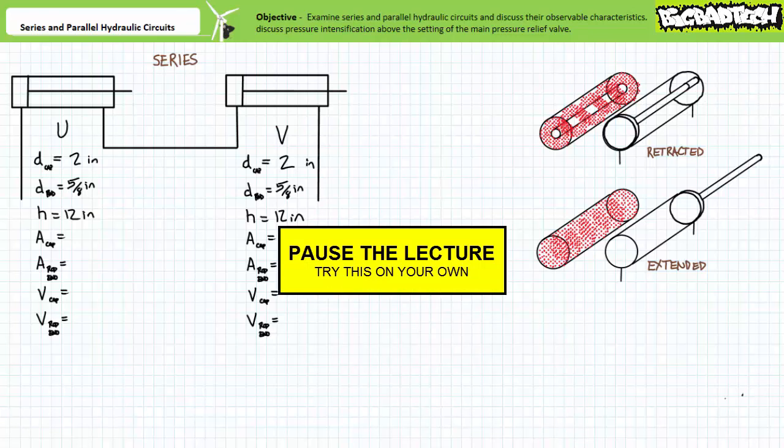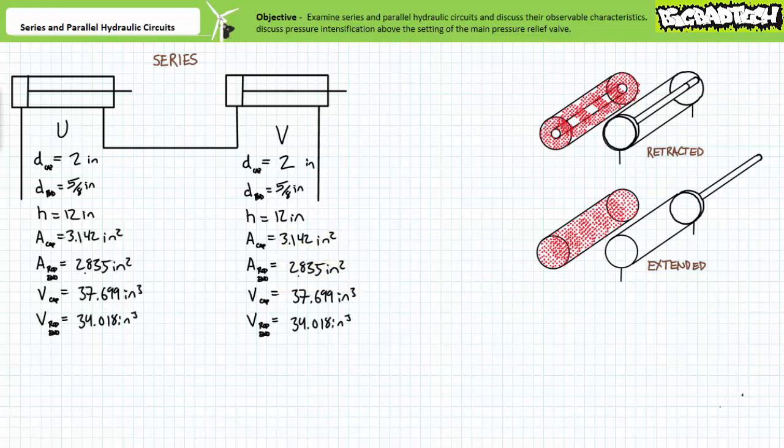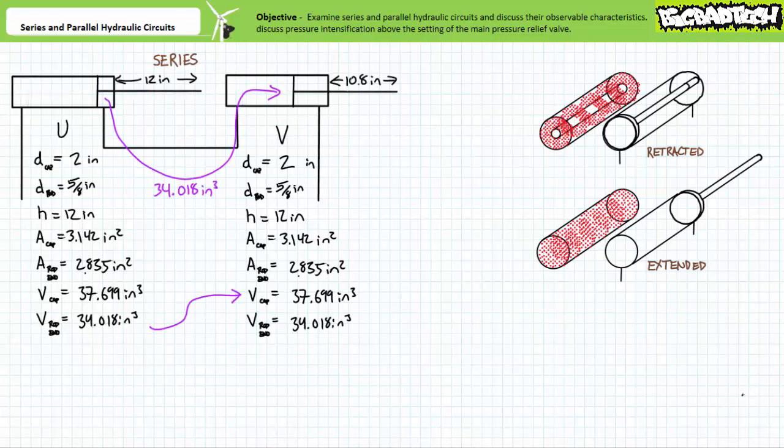For the mathematically astute, you might also consider alternate permutations of this problem, such as keeping the dimensions of cylinder V fixed and varying the dimensions of U's cap and rod diameter as a bonus round activity worth 0 points. If you perform the calculations correctly, you should have obtained the following area and volumetric values. When cylinder U fully extends, approximately 34 cubic inches is exhausted from the rod end of U and introduced to the cap end of cylinder V.